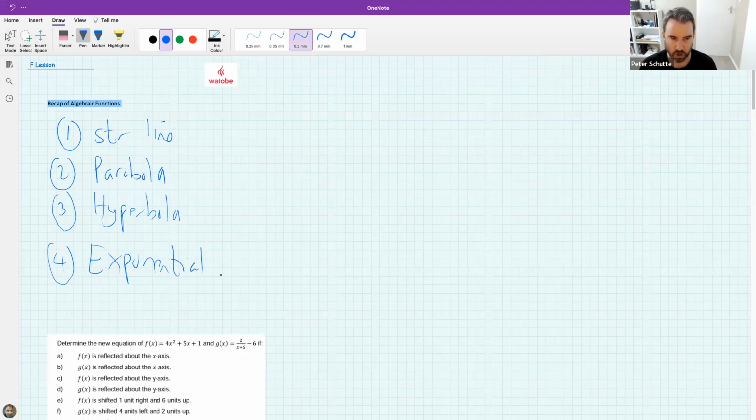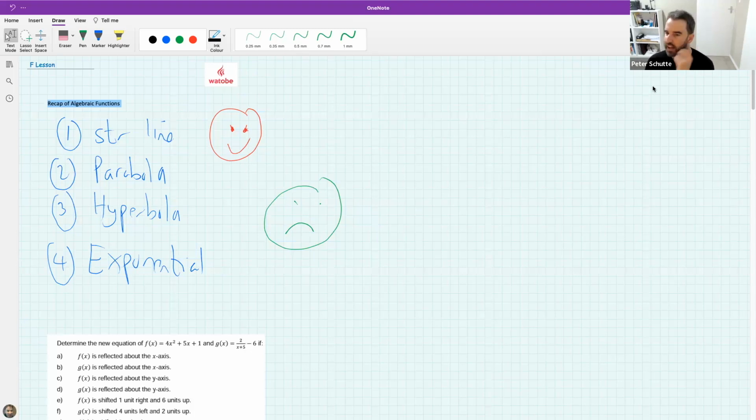I want to know in the chat which one of these 4s is your favorite. So you can kind of give me a happy face for the one that you like the most, and which is the one you dislike the most. Tell me in the chat. I want to get a feel for the room's feelings about different types of algebraic functions.